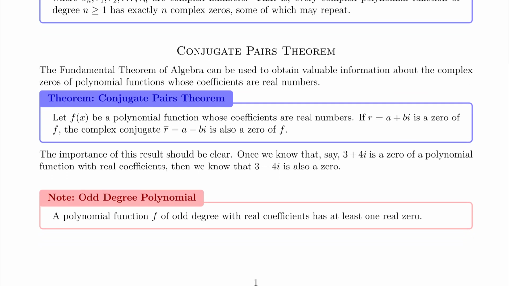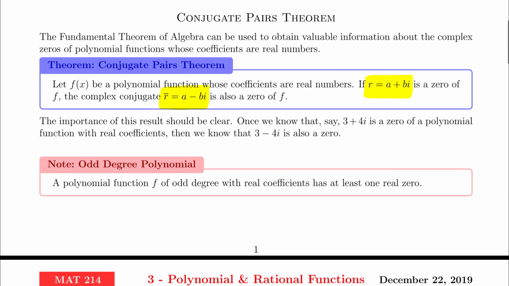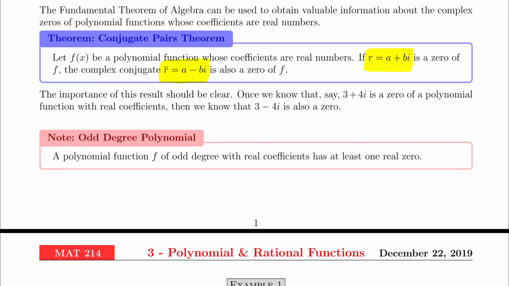Conjugate pairs theorem. If we have a complex number, in the case here we see r is equal to a plus bi, then its conjugate is a minus bi, and vice versa. If we have a minus bi, its conjugate is a plus bi. So you're changing the sign on the complex part of the number for the conjugate. And a polynomial function that has an odd degree will always have at least one real zero. That means it will cross the x-axis at least once. Even polynomials can cross the x-axis, or they can exist entirely above or below the x-axis.